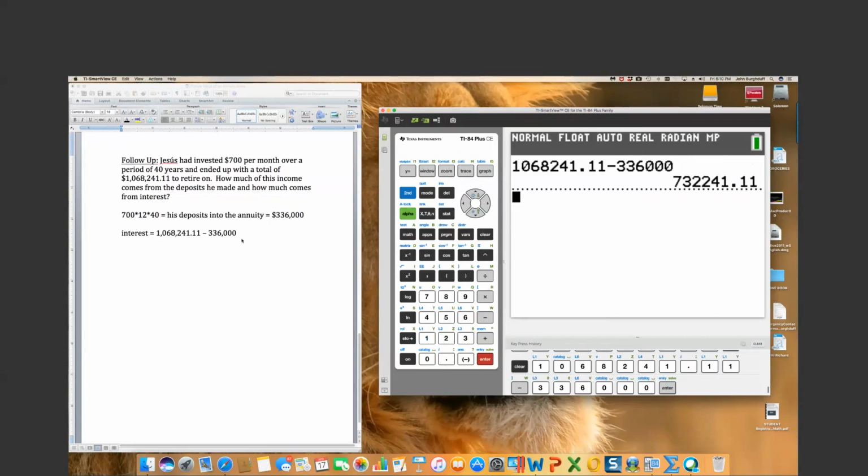This represents all the interest that he had earned. The power of compounding you really, really see here, because he had earned a total amount of interest of $732,241.11, more than twice of what he himself had contributed. Pretty impressive.